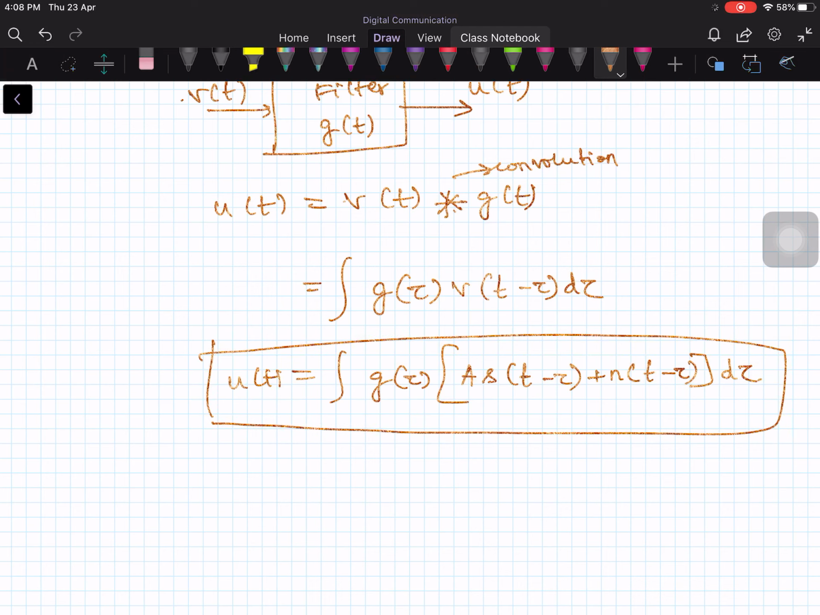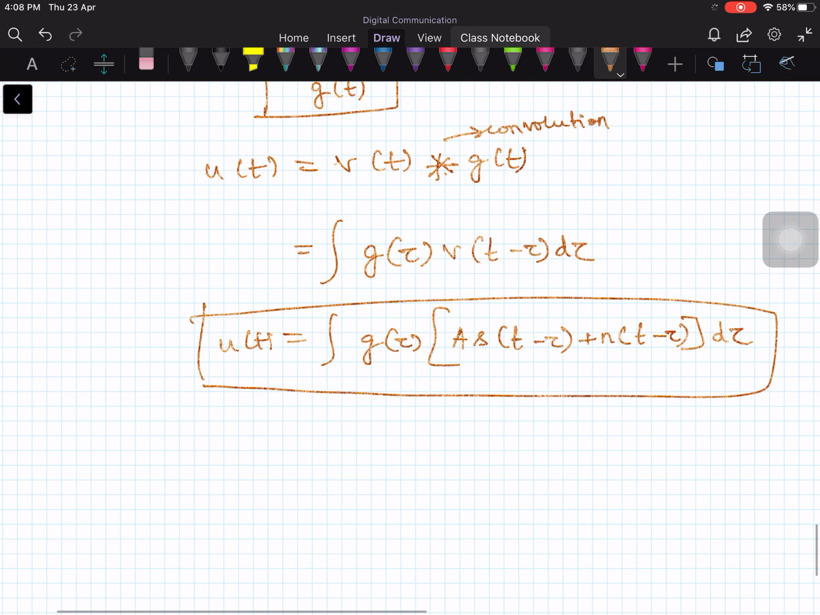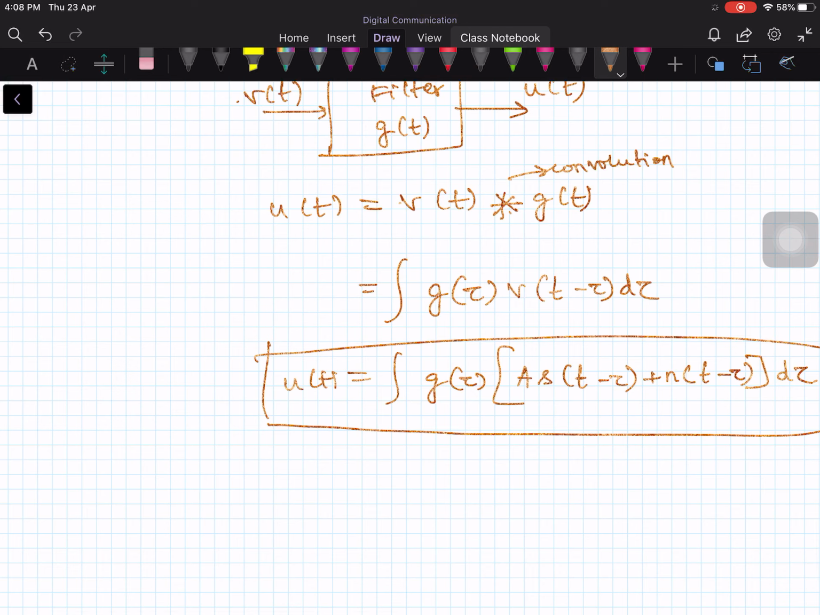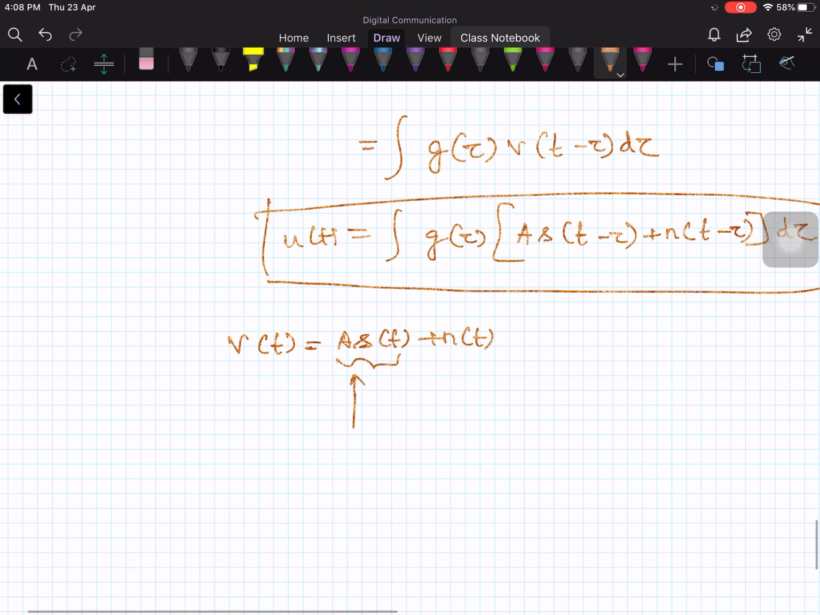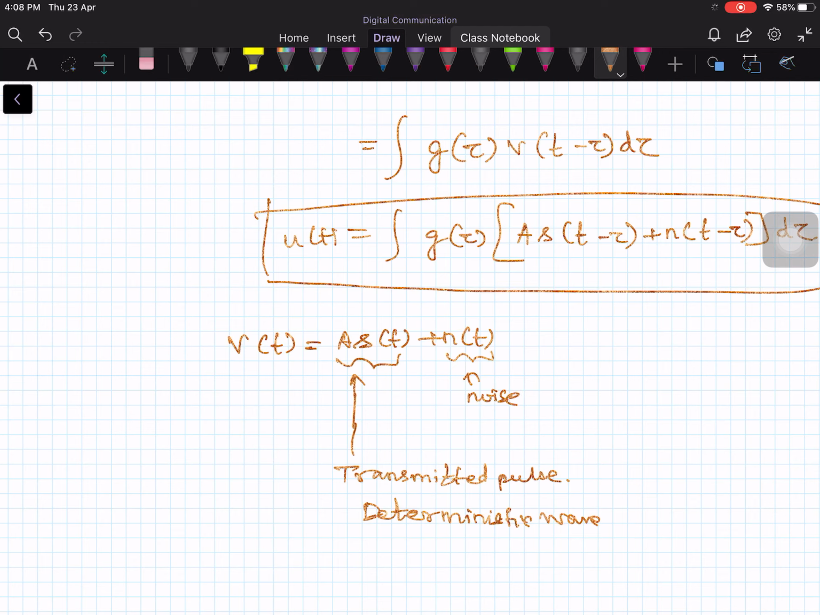Now, one important point we need to understand here. What is the input of the filter? The input of the filter is v of t equal to a times s of t plus n of t. What is a times s of t? It is the transmitted pulse, and this pulse is a deterministic pulse, a pre-decided pulse, so this is a deterministic waveform. Now what about this n of t? n of t is noise. It is a random process.